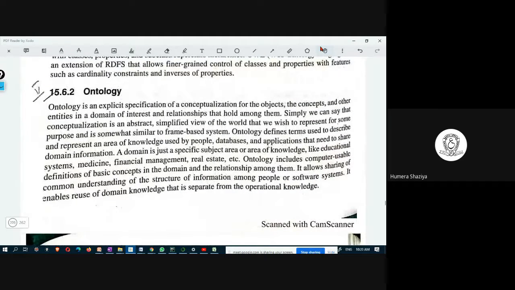And then there is a concept of ontology. Ontology is a specification of a conceptualization for the objects, concepts, and other entities in a domain of interest and relationship that hold among them. If you remember in biology, when we learned about plants, we study their taxonomy.